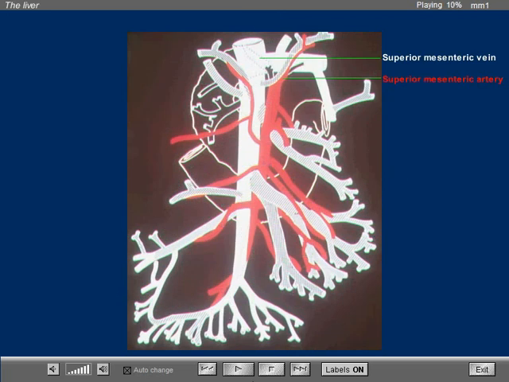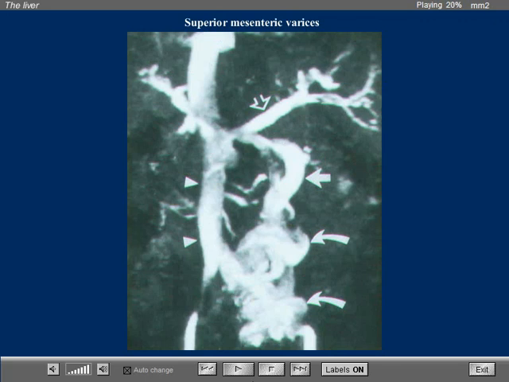This diagram shows the normal relationship between the superior mesenteric vein and its tributaries in white, and to the left is the superior mesenteric artery and its branches. This is an MR study of a patient with portal hypertension. Note the mesenteric varices indicated by the arrows.